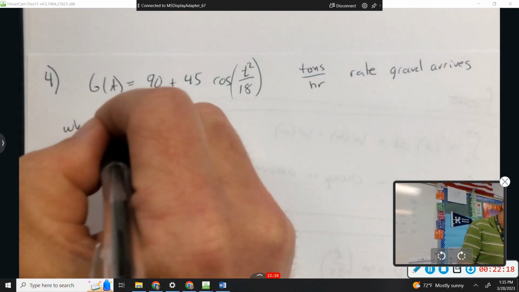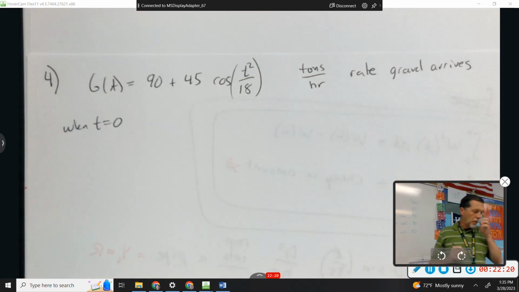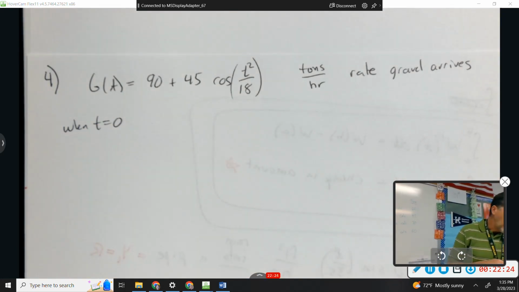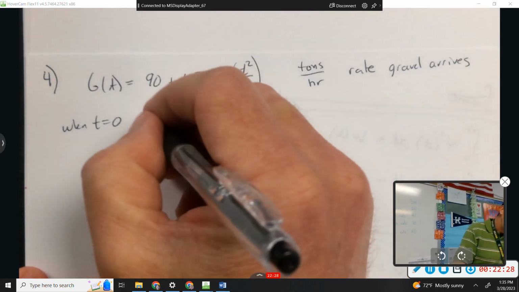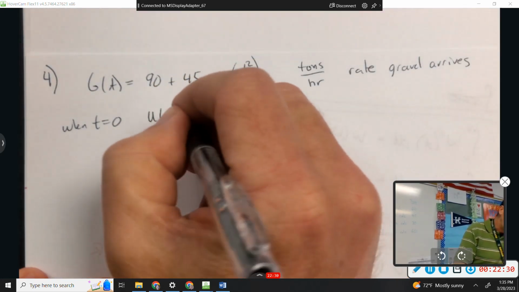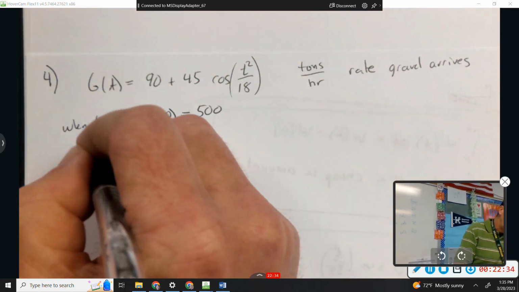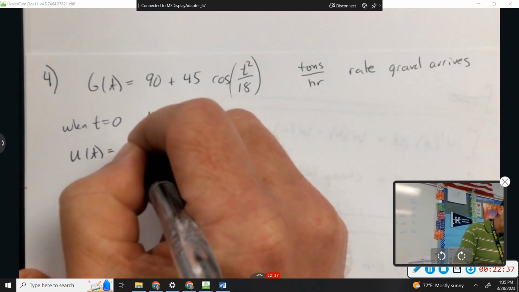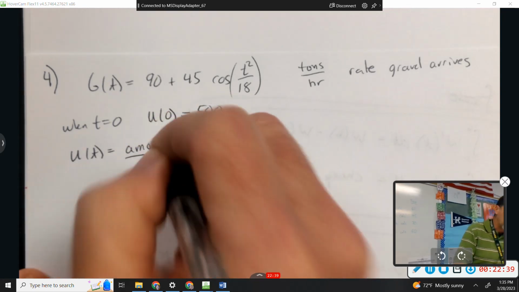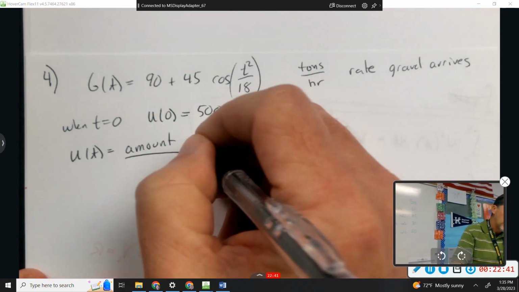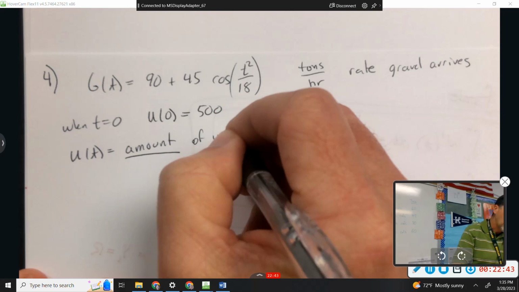So when T equals 0, let's make up a variable because we might need it here. Well, we can't use G. U for unprocessed gravel? So U of 0 equals 500, where U of T equals the amount, not rate, but amount of unprocessed gravel.